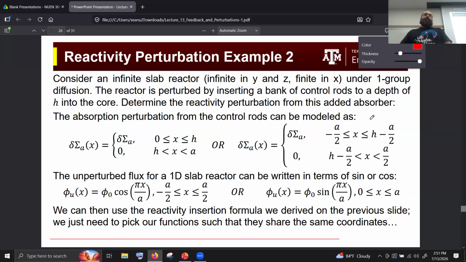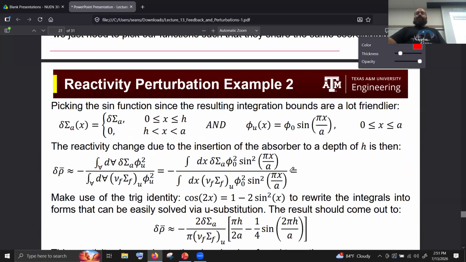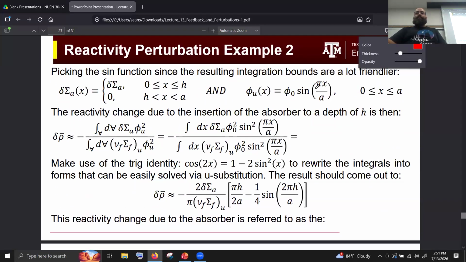We just kind of need to pick the ones that have the same coordinates. So this would be how you could write this perturbation in terms of x going from negative a over 2 to positive a over 2. Ultimately, if you do it either way, you'll get the same answer, but it's a lot nicer if we use these results with the sine function, because then the reactor is defined from 0 to a, and then the absorber is entered at a depth of h into the system.